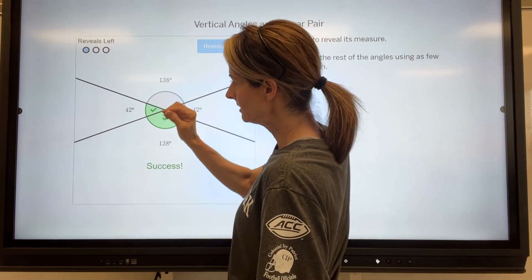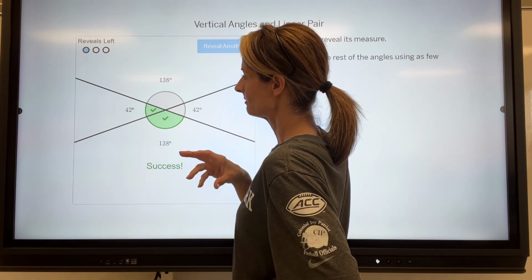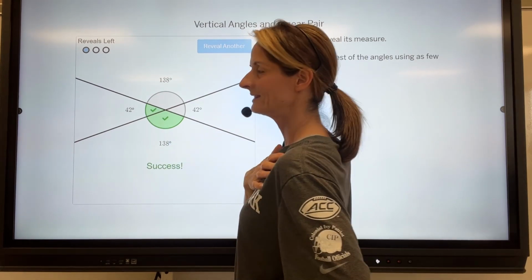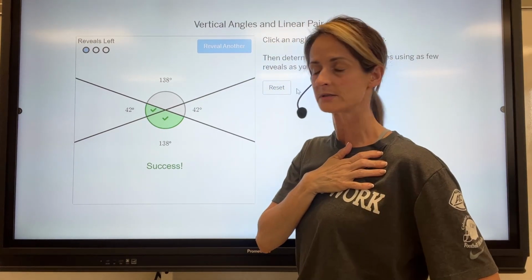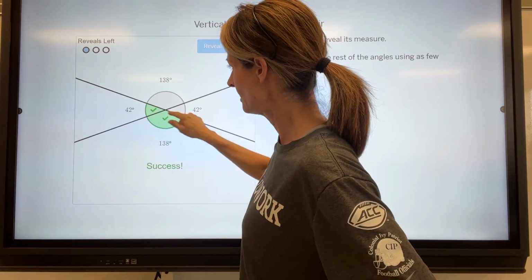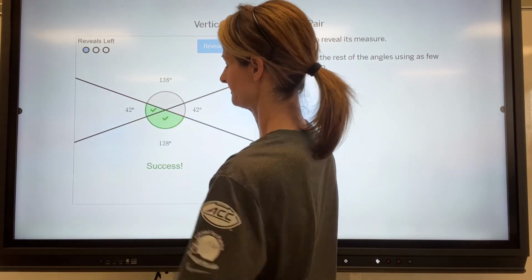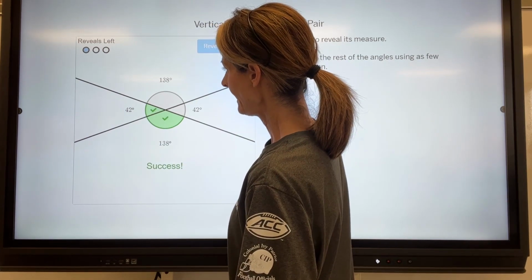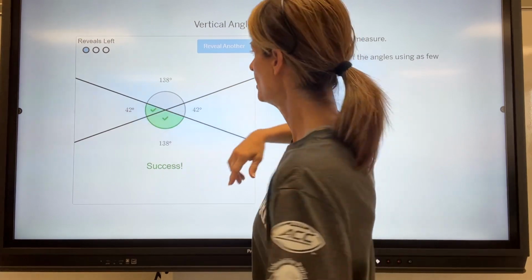This is also a great time to talk about another term that's called a linear pair. A linear pair of angles are right next to each other. They're adjacent. So they share a vertex and a side. They have it in common. They're right next to each other. And a linear pair also makes a straight angle, 180 degrees.